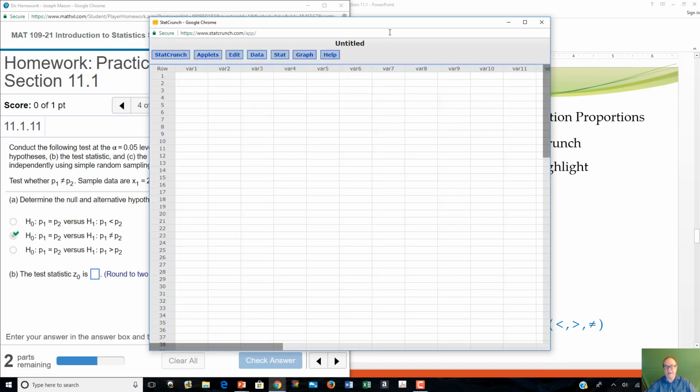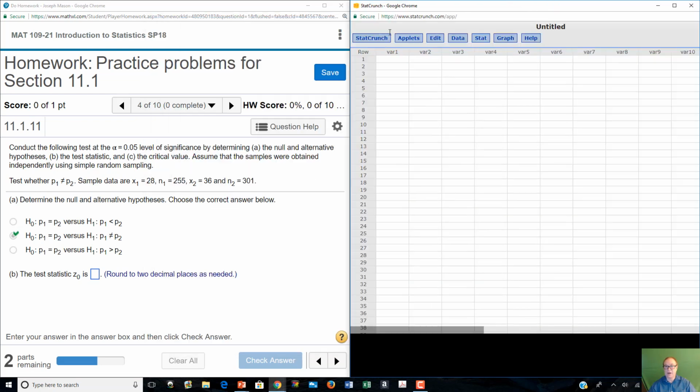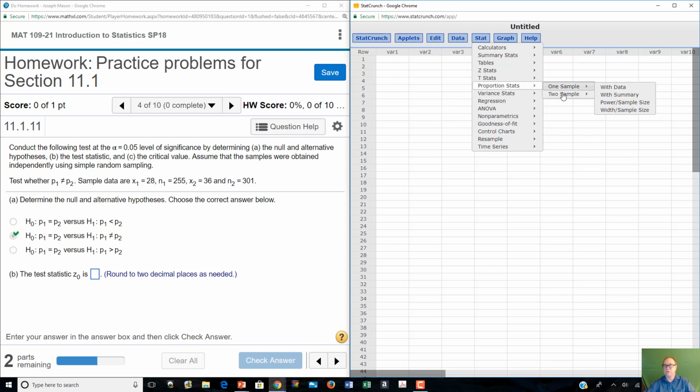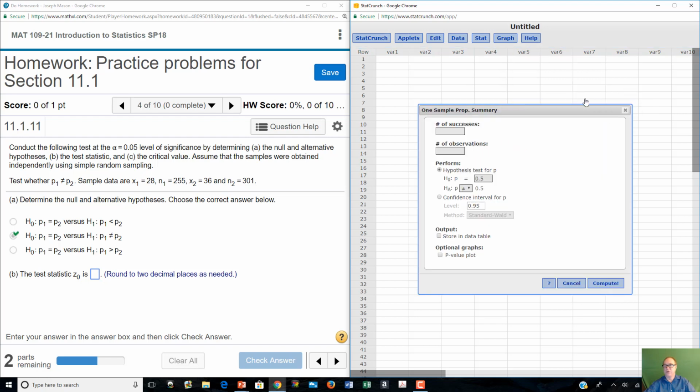Okay, and then you can pin it to the right side. So now you have your question on the left side, StatCrunch on the right side. If you recall, this is 2 proportions. So I'm going to hit Stat, Proportion Stats, 2 Sample, and I'm going to do with summary.